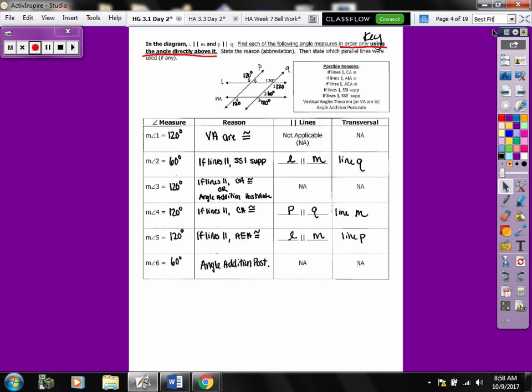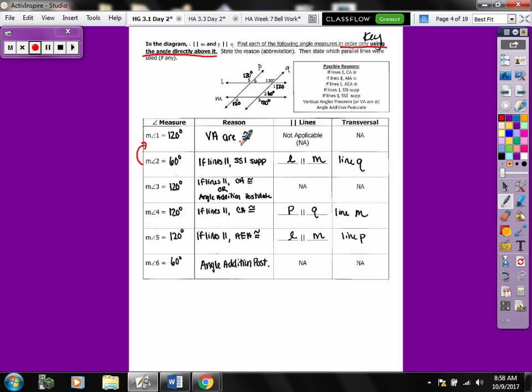We should have 120, 60, 120, 120, 120, and 60. Okay, if you got the angles right, that's the important part right now. The reasons are going to follow, but if you didn't follow the directions, your reasons might be different, and they might still be right, just not following the directions. When you found the reason for angle 2, you should have got vertical angles for the first one. That's the only answer that you possibly could get.